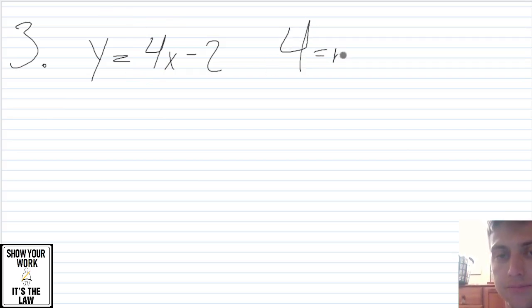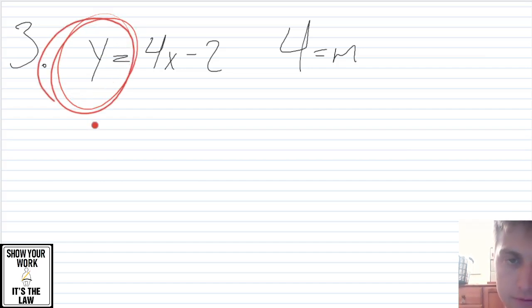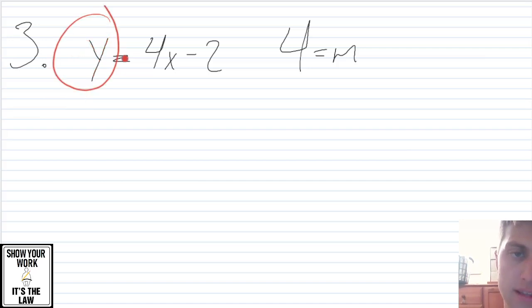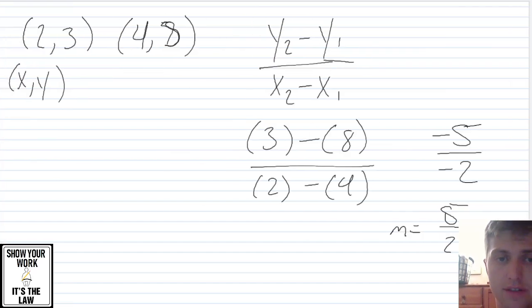4 equals the slope. Now, very important. This only works when y is by itself on one side of the equal sign, positive y. Positive y is by itself. Now we can look at the coefficient. We know that our slope is 4. So let's take a look. Let's say we were to graph this.